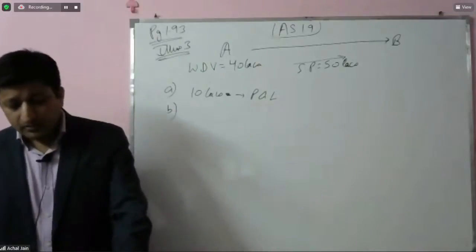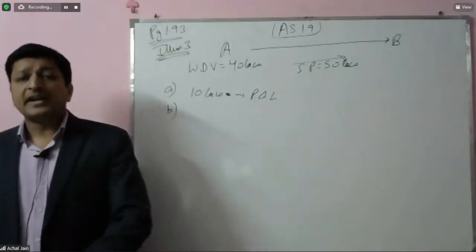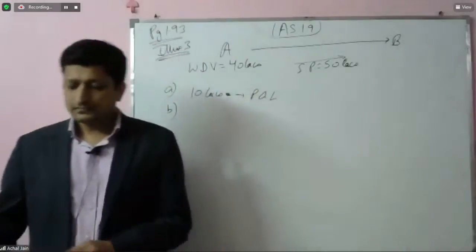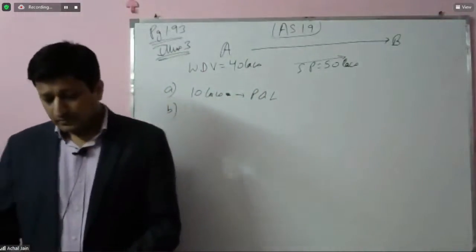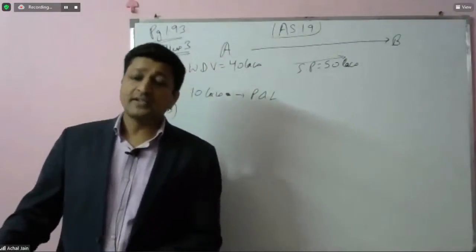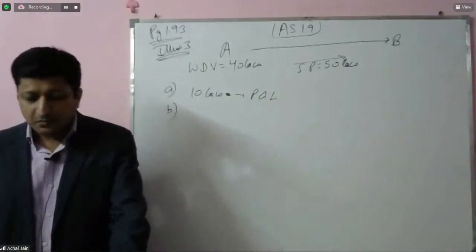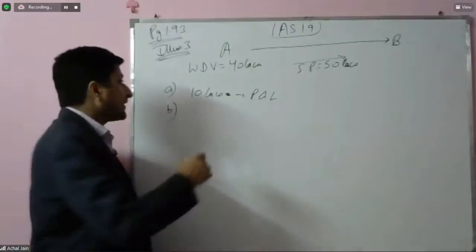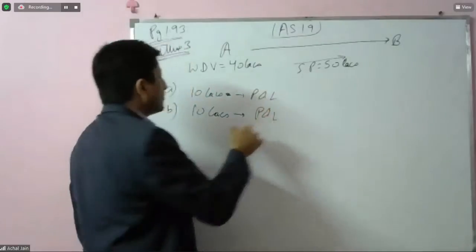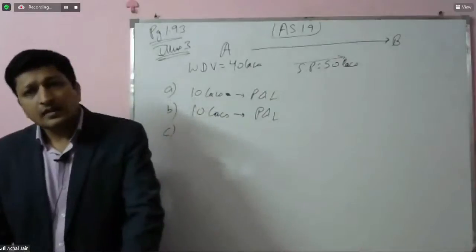Now in this scenario, what do we have? We have a profit of 10 lakhs. And whenever the selling price is less than the fair value, what do we need to do? We need to recognize profit or loss immediately. The only thing is, if it's a loss, then we need to check something, but it's a profit. So here again, 10 lakhs profit will go to P&L immediately.